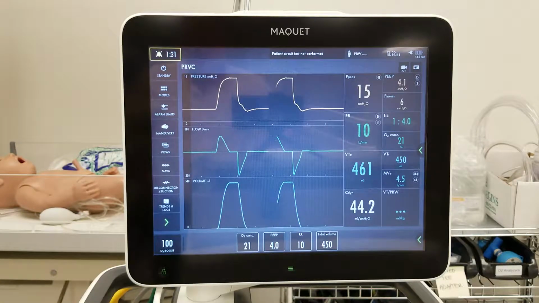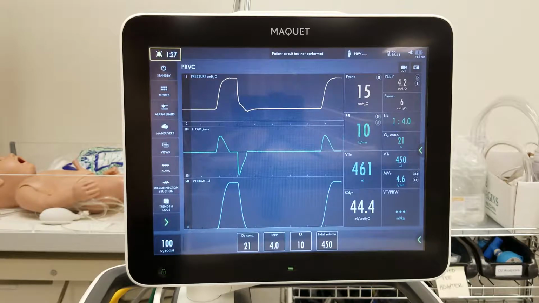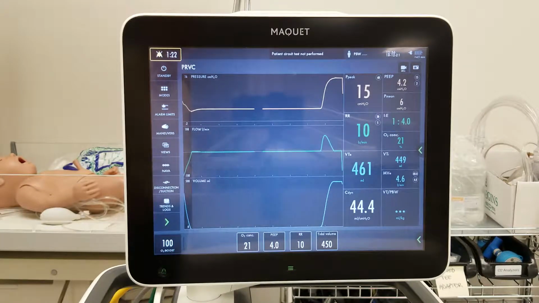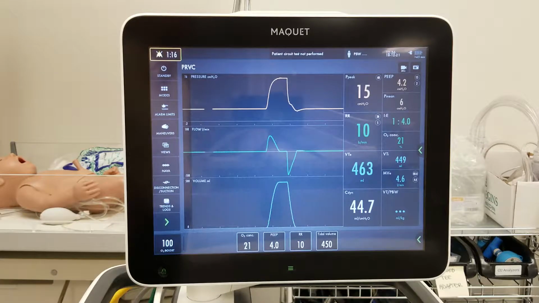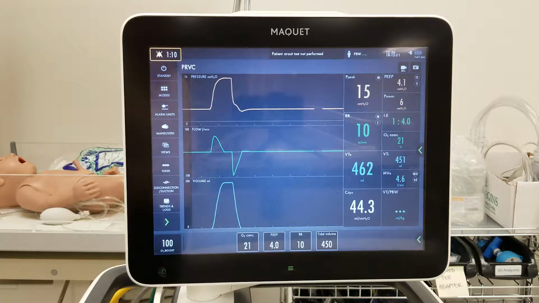Still in PRVC here, we now want to try and determine what occurs when we have a change in raw. Because I have to disconnect to make this change in raw, you won't see the changes happen so nicely like you did in the case of change in compliance.